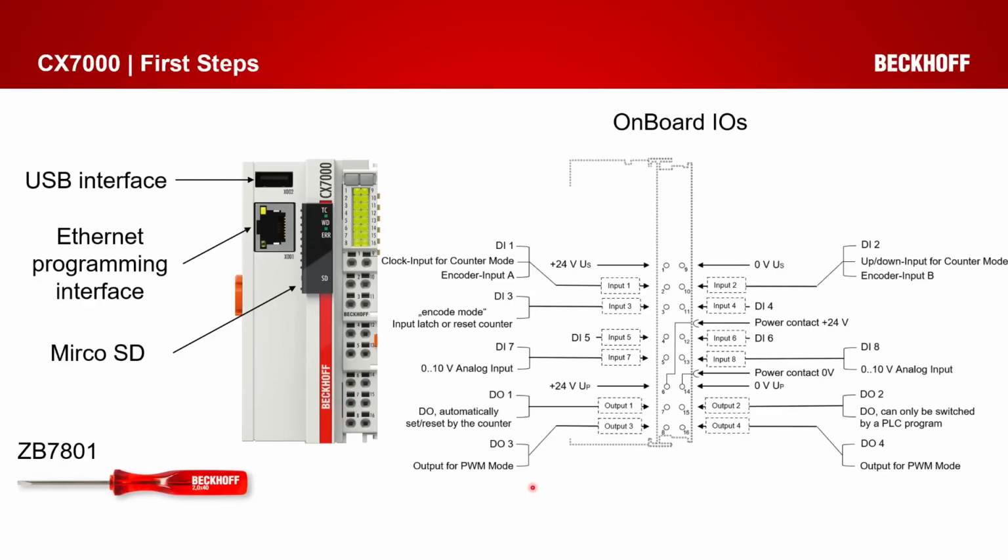The contact diagram shows on which input or output what can be configured. For example, on output 3, you can configure a digital output or an output for the PWM mode. Another example, on input 2, you can configure a digital input, an input for the counter mode, or an input for the encoder mode.